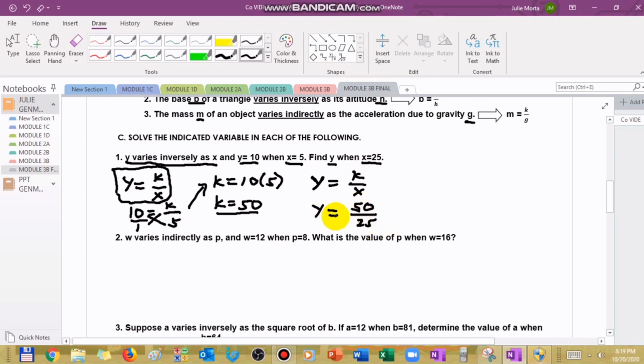Okay, and then simply divide. So, magiging, dito tayo, y is equal to 50 divided by 25 is 2. This is now your final answer.